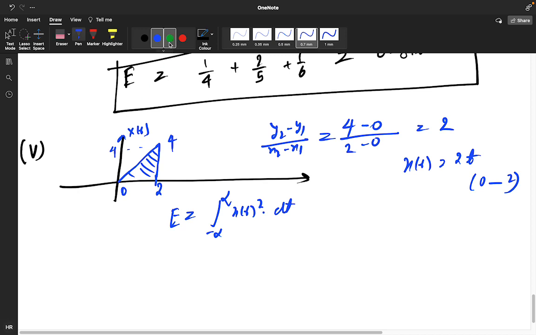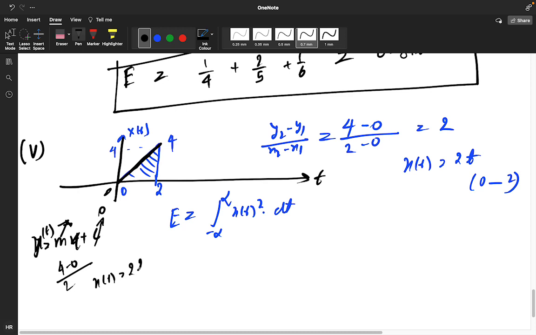See the slope. What slope are you getting here? And it is passing through 0. So write the equation y = mx + c. So the c value will be 0. You need to find the m value. The m value will be y2 minus y1, 4 minus 0, divided by 2 minus 0. Here x is t, and here y means x(t). So you are getting x(t) is nothing but 2t.